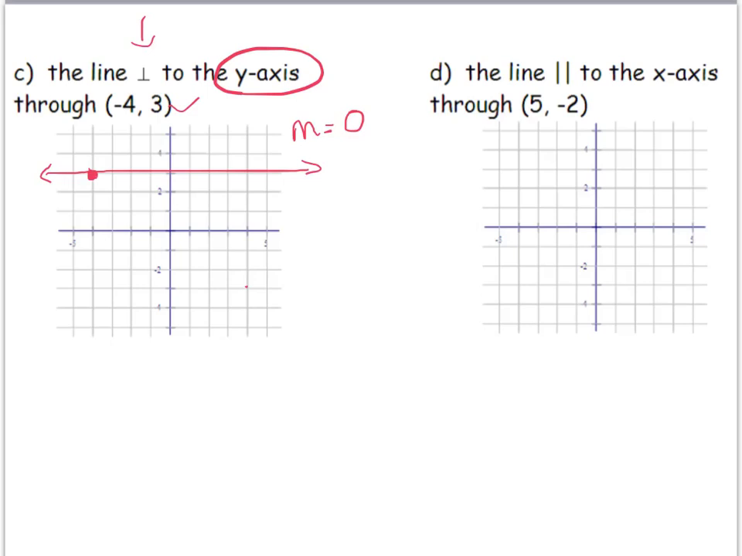I want it to be parallel to the x-axis, going through the point 5, negative 2. All right, parallel to the x-axis. Well, the x-axis is a horizontal line, which means the slope is going to be 0. If they're parallel, they have to have the same slope. So this slope also is going to be 0. So I go through the point 5, negative 2, so I'm going to plot the point 5, negative 2, and then my slope is 0, so you have a horizontal line.